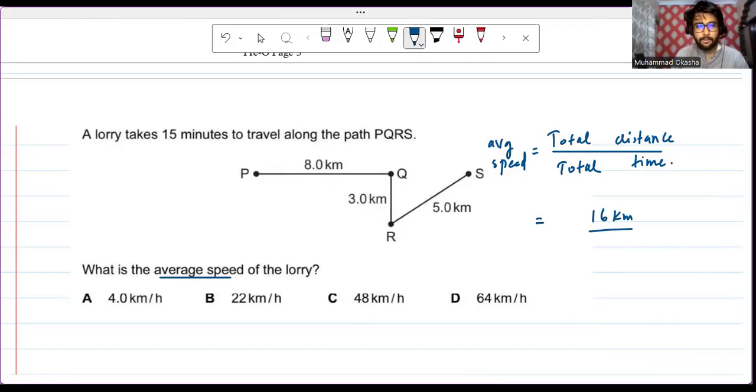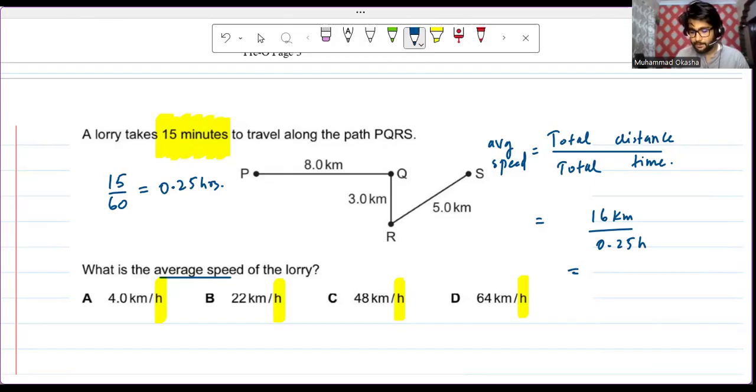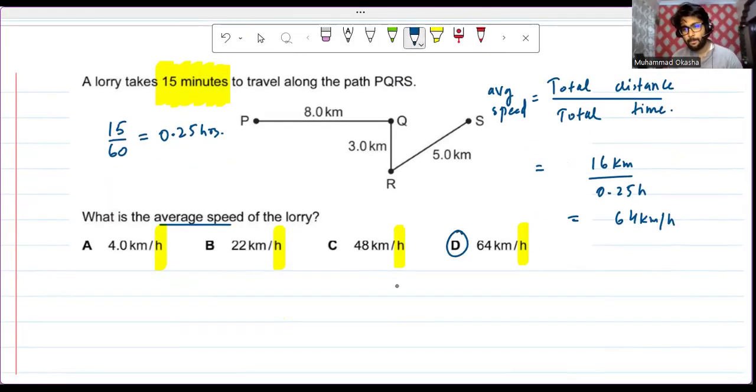Time. Let's take a look at time very carefully. If you look at the answers, all of them contain the time in hours, while I'm given time in 15 minutes. So if you do 15 divided by 60 to convert this into hours, you are going to get 0.25 hours. So time is equal to 0.25 hours. 16 divided by 0.25, you're allowed to use a calculator, by the way, is 64 kilometers per hour. So the answer is going to be D.